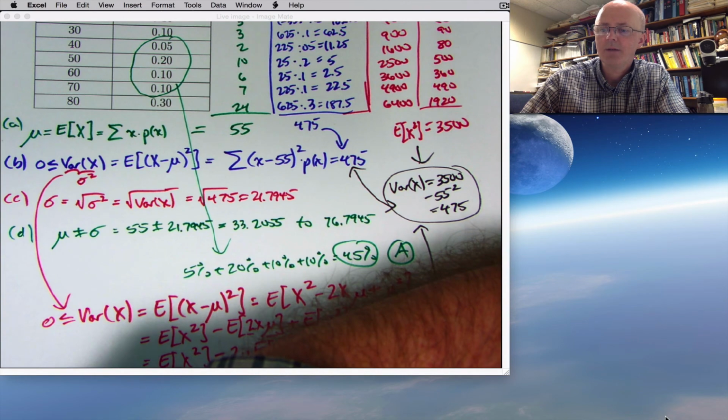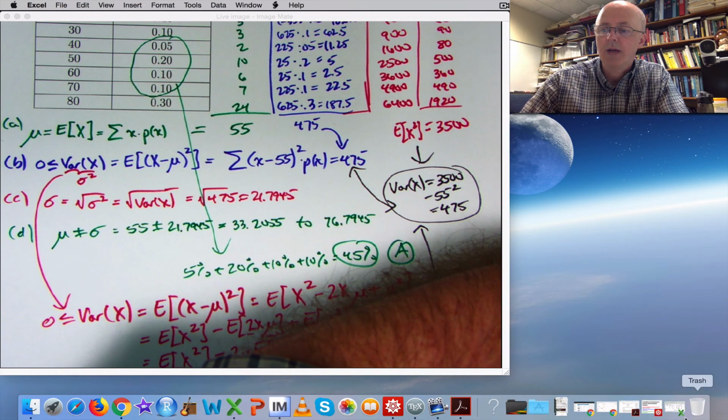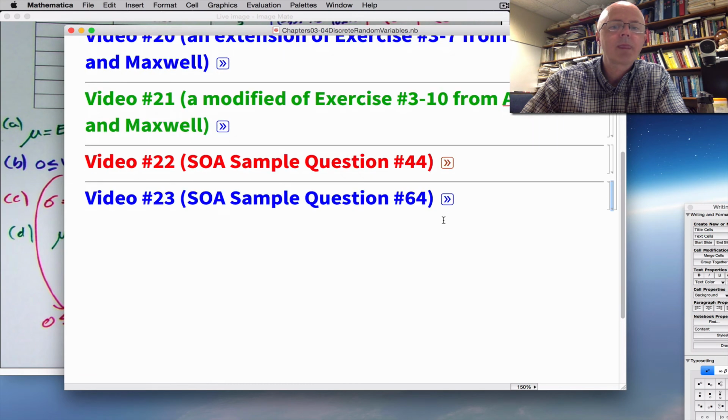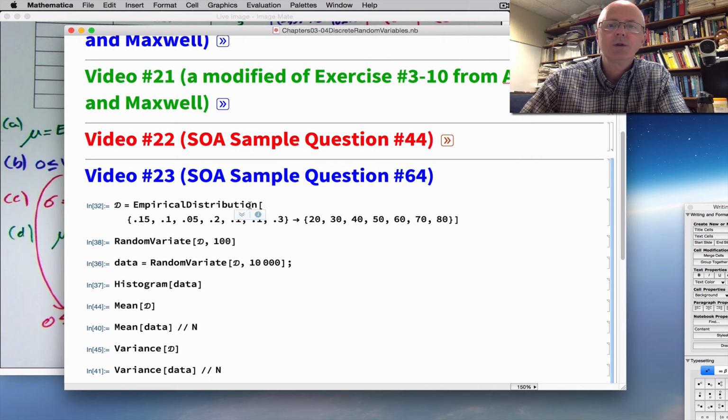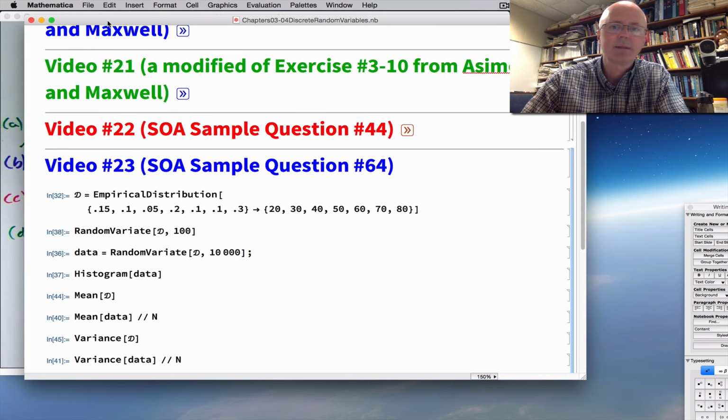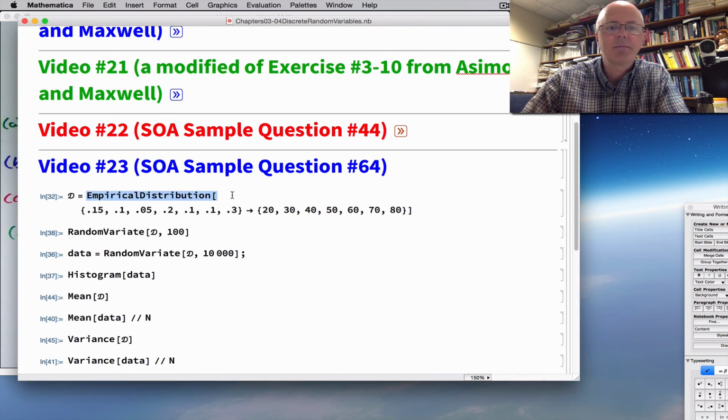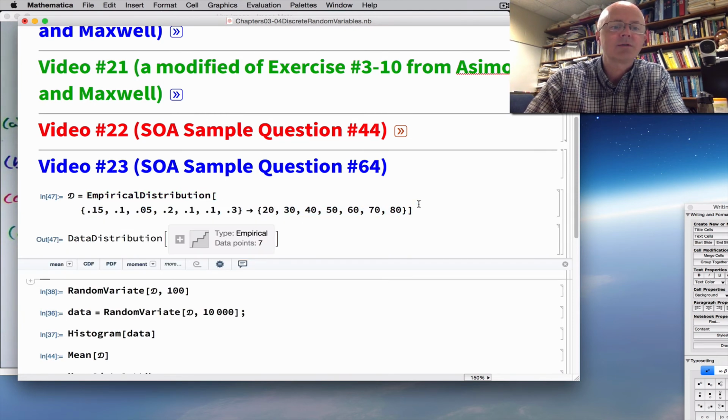Let's go to Mathematica now. I am showing you something new in Mathematica here. I've showed you how to do probability distributions in simulations before, but here I need what's called an empirical distribution built into Mathematica. What I have here is a way to get Mathematica to generate this distribution that is not described with a formula really. The PMF is described with a table. Here I've got the values of the PMF, and then I need to put an arrow, and here are the values of x.